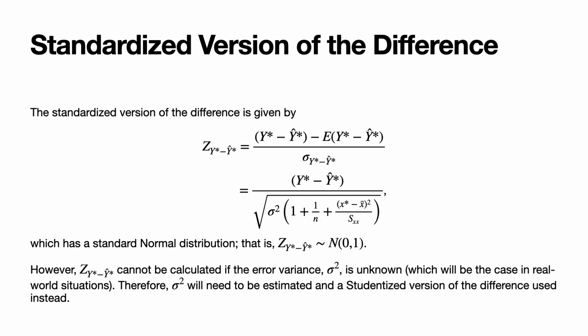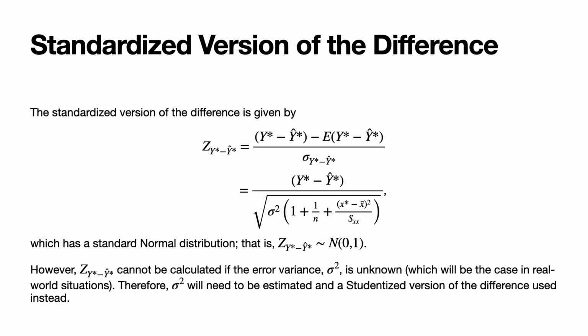Now, using this information, the standardized version of the difference is equal to, by definition, that difference, y star minus y hat star, minus the expected value of the difference, which in this case is 0, divided by the standard error of the difference, y star minus y hat star. And so this is equal to y star minus y hat star divided by the square root of sigma squared times the quantity 1 plus 1 over n plus the square of the difference between x star and x bar divided by s sub xx.